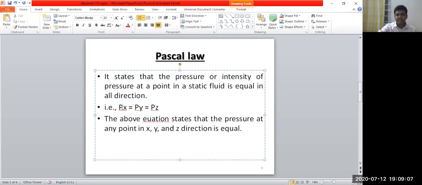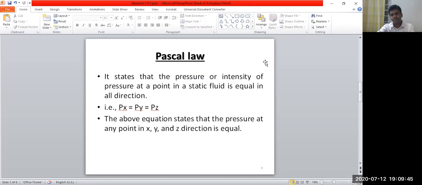That is, pressure in the x direction is px, pressure in the y direction is py, and pressure in the z direction is pz. So px equals py equals pz at a point. So this above equation states that the pressure at any point in x, y, and z direction is equal. This is the Pascal law. Hope it is clear. Pascal law states that pressure at a point is equal in all directions if the fluid is static. This is the Pascal law.